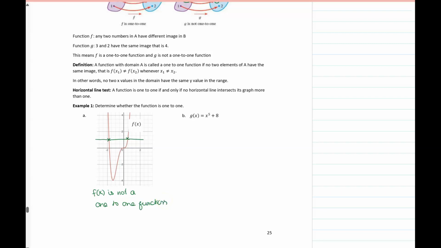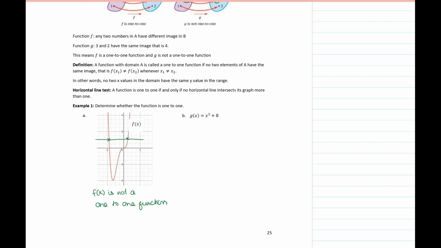Okay. So how do we use the definition to test whether a function is one-to-one or not? A function with domain A is called a one-to-one function if no two elements of A have the same image, that is, f of x1 is not the same as f of x2 whenever x1 is different from x2. In other words, no two x values in the domain have the same y value in the range.